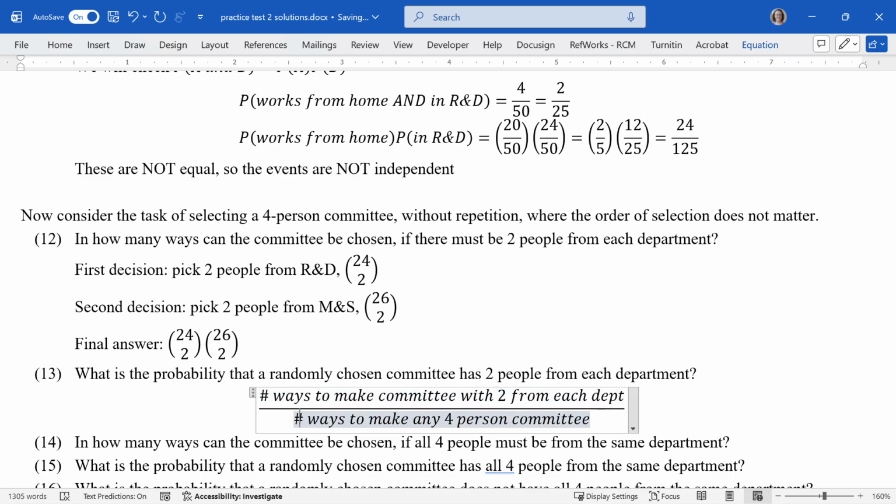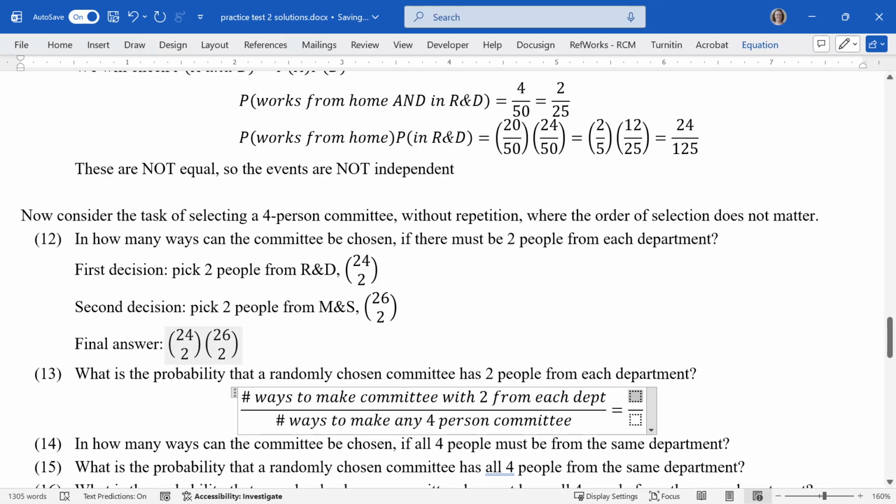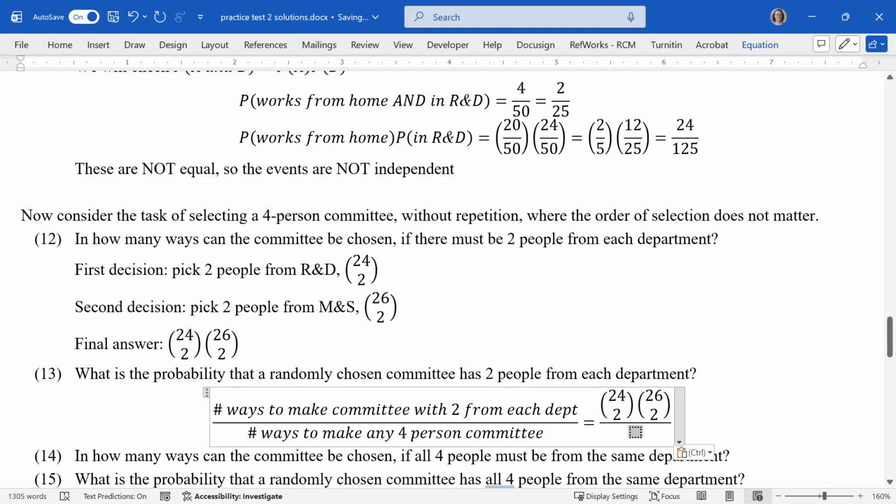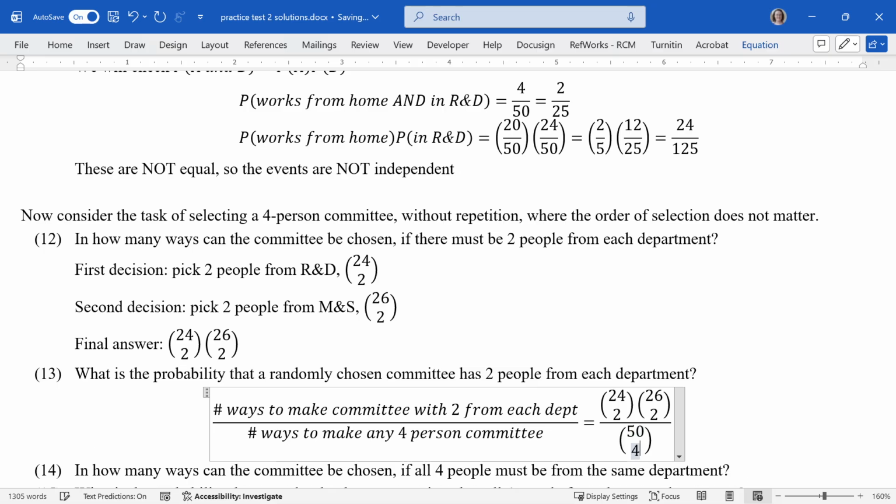Okay, so the answer we just calculated in the last problem is going to go on the top. And the thing that's going to go on the bottom is the number of ways to just select any 4 people from the company. So that's going to be 50 choose 4, like that.